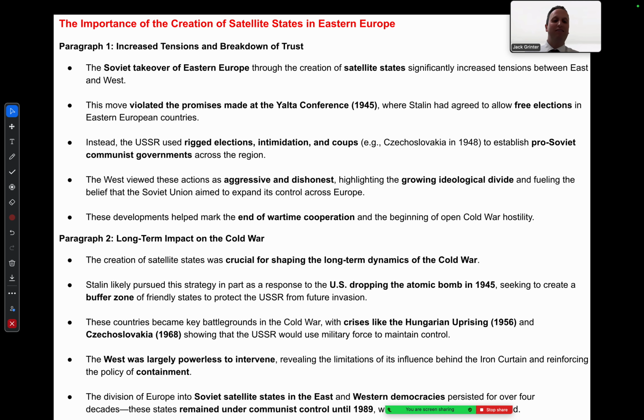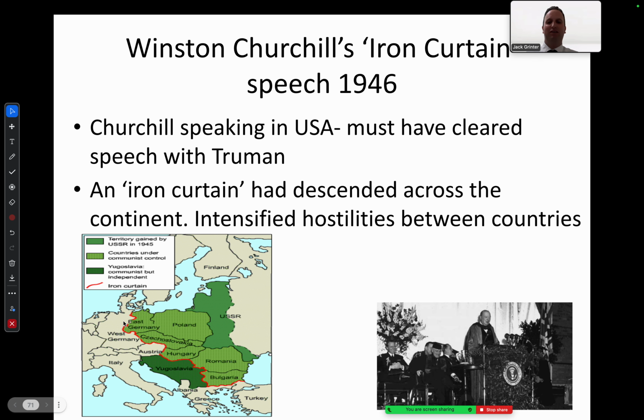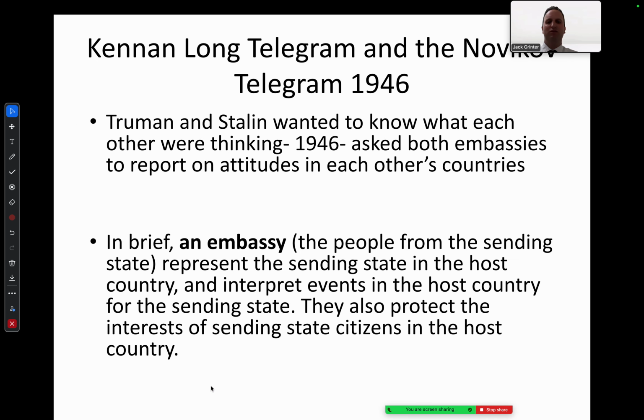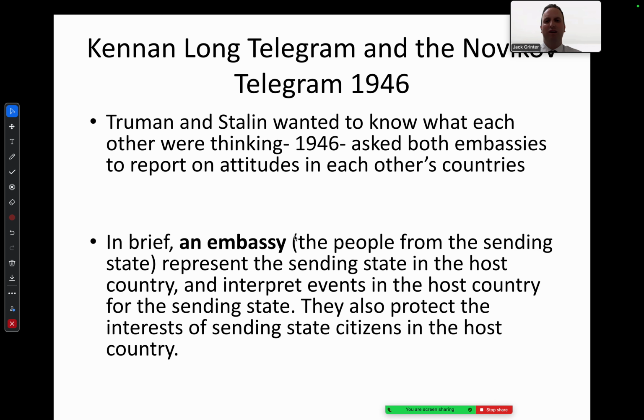Behind the Iron Curtain, and I'll talk about the Iron Curtain in a minute. The Iron Curtain refers to this line here. Churchill coined it in a speech in 1946. Behind the Iron Curtain, USA and Britain couldn't really do much. And this division of Europe into the satellite states of the East and the Western democracies would remain for over four decades, until around 1988, 89, when they break away.